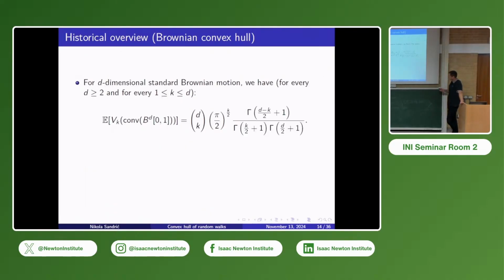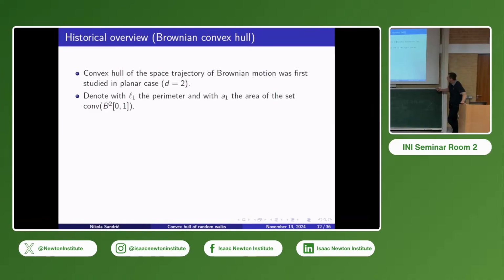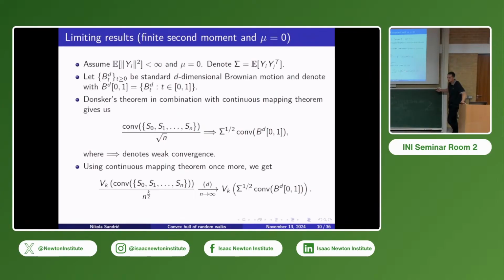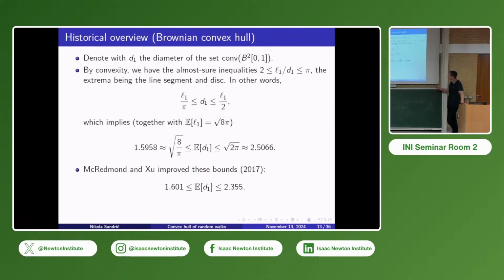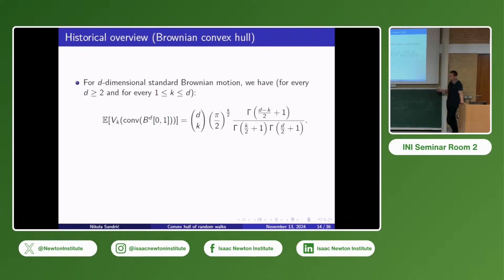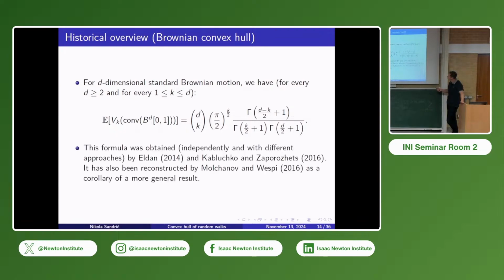Yeah. Okay, as I said earlier, we are interested in some distributional properties of this thing here, in particular the expected value of this thing here. And for this, in the Brownian motion context, this is known for all intrinsic volumes. This result was proved by Eldan in 2014. Then Kabluchko and Zaporozhets showed the same thing in 2016, with different methods, and Molchanov and Vespy showed in the same year, but they proved it in a slightly more general context, in the context of stable processes. So when the index of stability is 2, when we are in the Brownian motion case, then everything reduces to this here. So we have a very nice closed form.